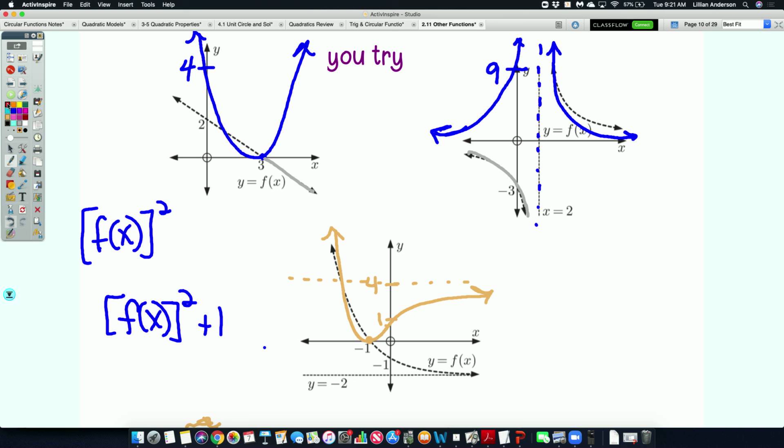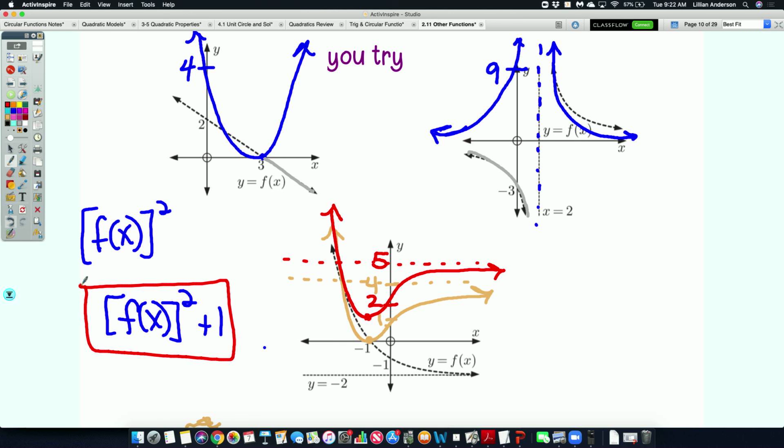Now, the red is my final answer. From here, I just need to move everything up. This is now going to be at +1. This intersection is going to be at +2. And my asymptote is now going to be at what value? 5. So the red is your final answer. Okay? Questions?